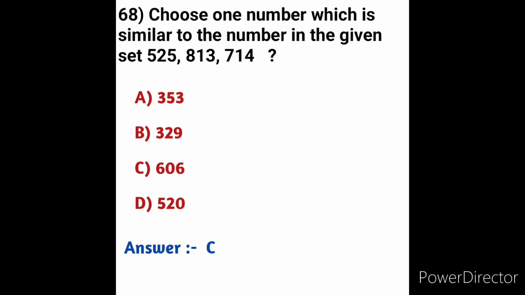Between the numbers we have to add the numbers: 5 plus 2 plus 5 equal to 12. 8 plus 1 plus 3 equal to 12. 7 plus 1 plus 4 equal to 12. Here we have to know which option is similar to this. It means we have to add the numbers. 353 equal to 11. 3 plus 2 plus 9 equal to 14. 606 is the correct answer. We got 12. So option C is the correct answer.